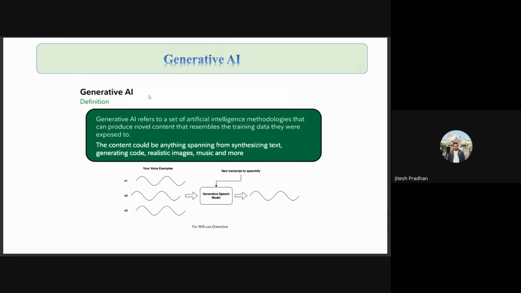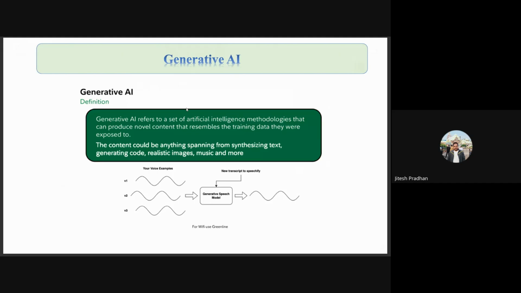How does it do this? It will learn the patterns from the existing data, and based on the patterns it will give you the answer. That answer can be new content, or it can be an answer to your question. So that is generative AI.